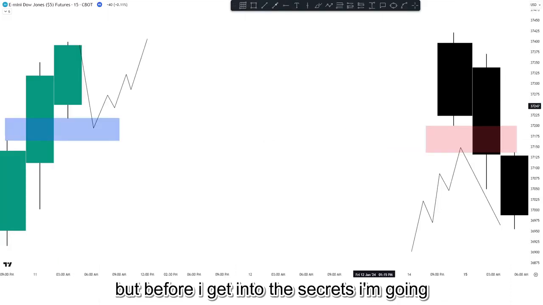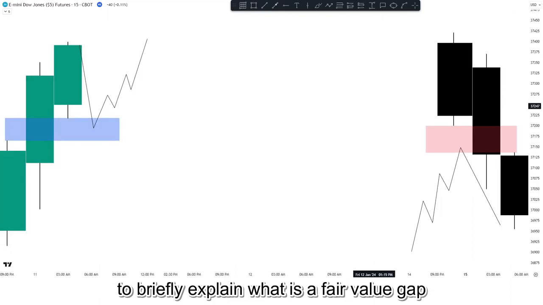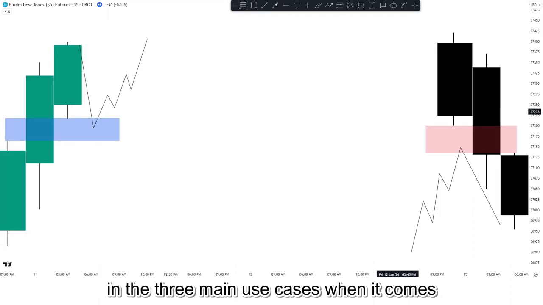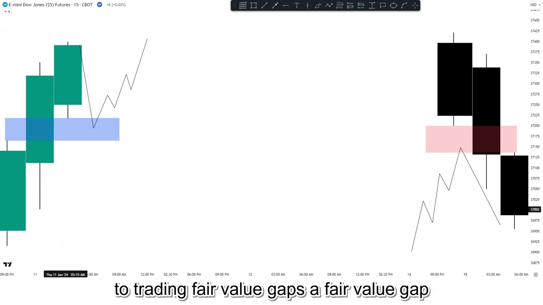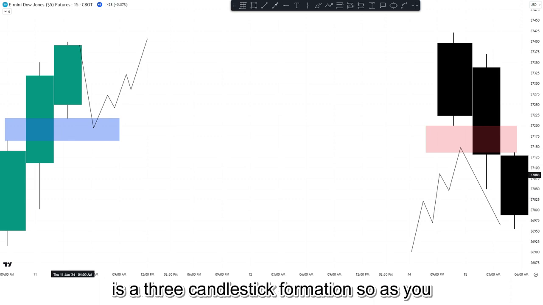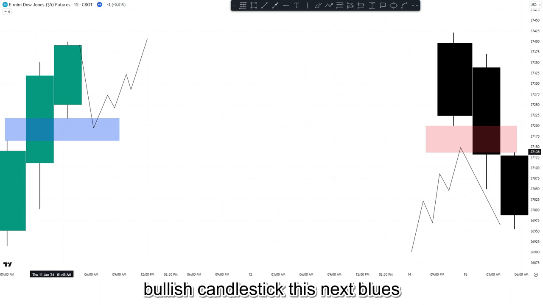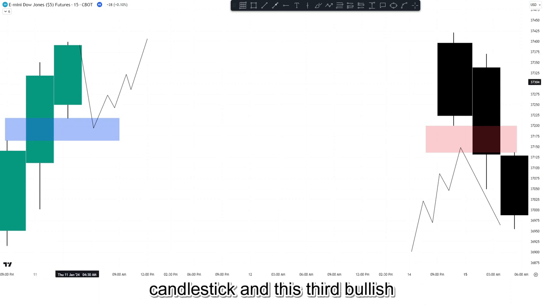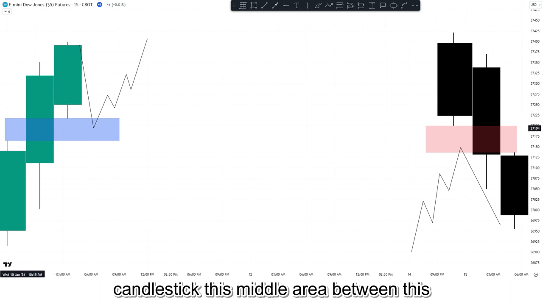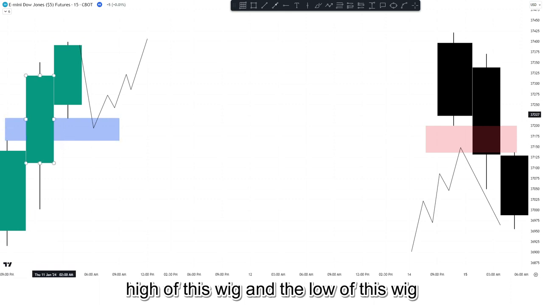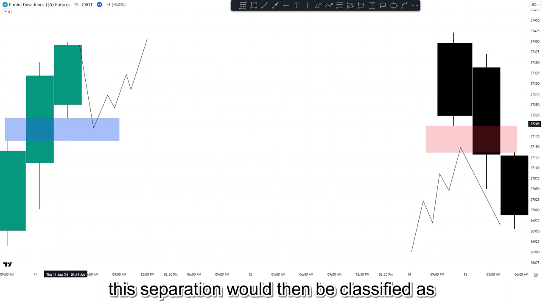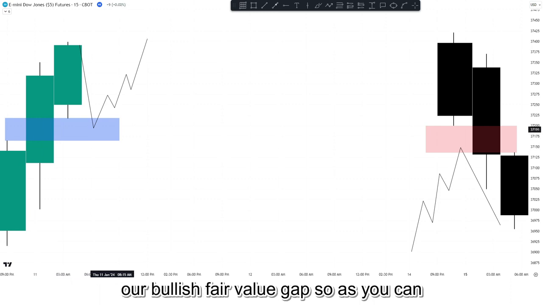But before I get into the secrets, I'm going to briefly explain what a fair value gap is and the three main use cases when it comes to trading fair value gaps. A fair value gap is a three candlestick formation. As you can see on the left here, we have this bullish candlestick, this next bullish candlestick, and this third bullish candlestick. This middle area between the high of this wick and the low of this wick, this separation, would then be classified as our bullish fair value gap.